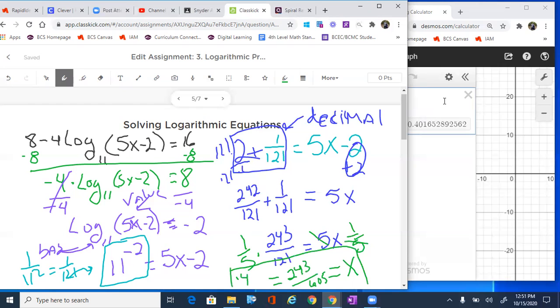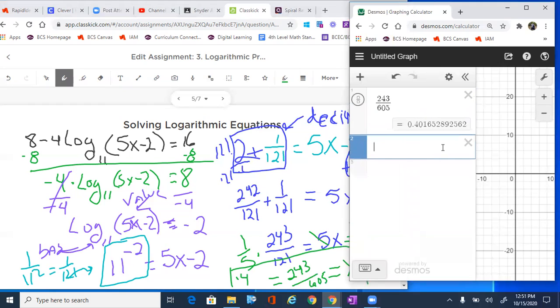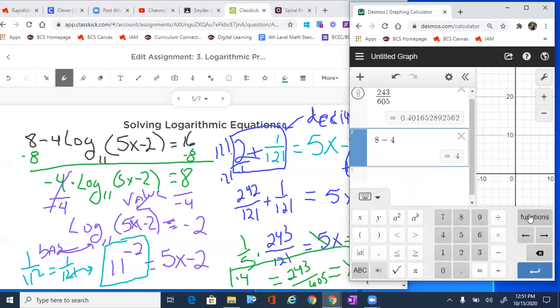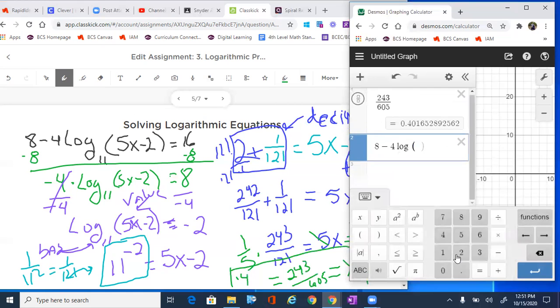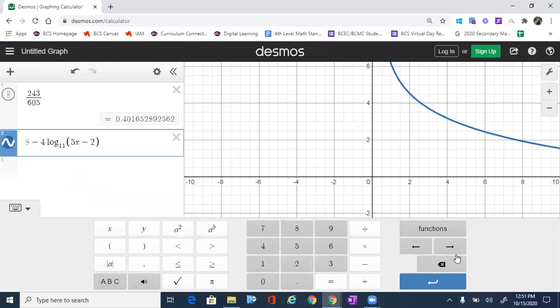And let's check it out here. Let's go back to the original statement and graph some things. In order to check my work on Desmos, I'm going to type in 8 minus 4, then bring in that log. I'm going to go to that keyboard, over to functions, to miscellaneous. I'm going to type log right there with the A, type 11, and then type 5x minus 2, and that is one side of that equation. You can see that graph.